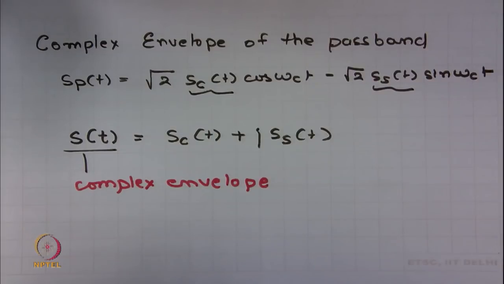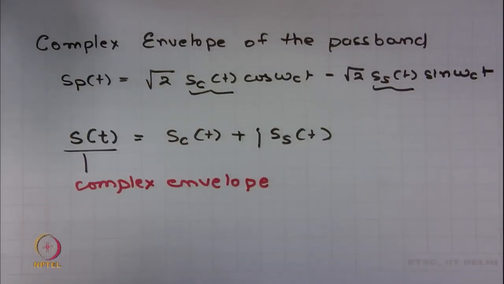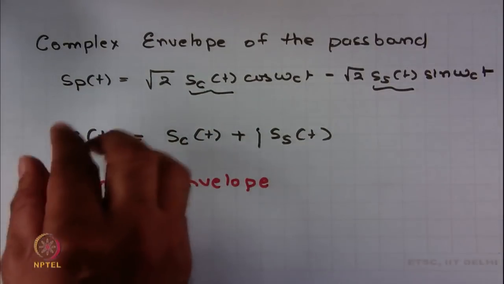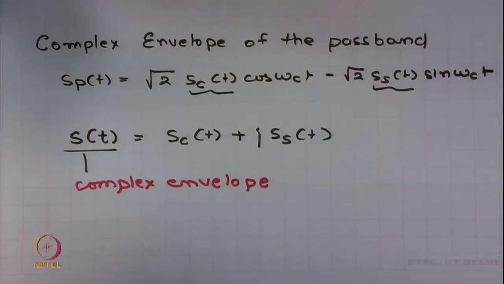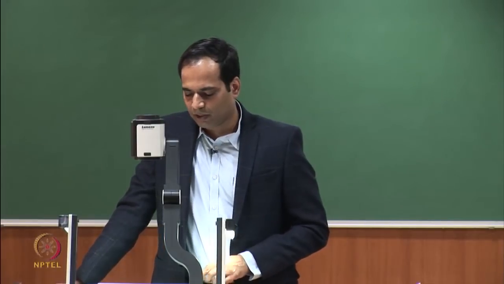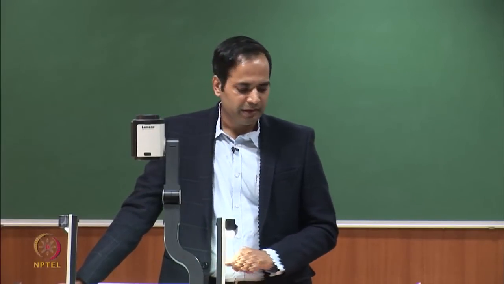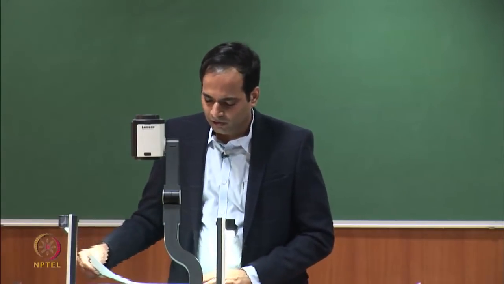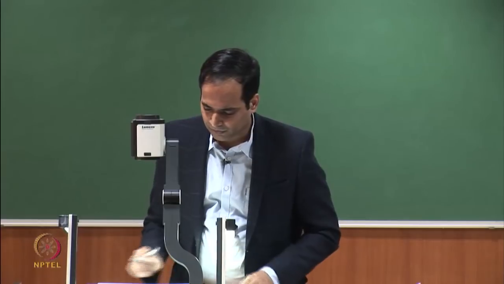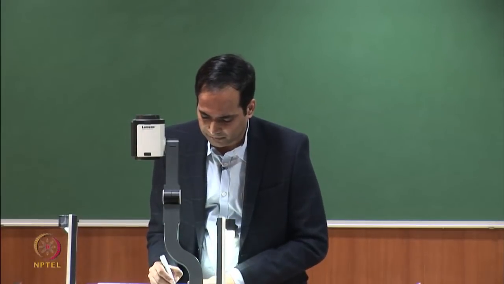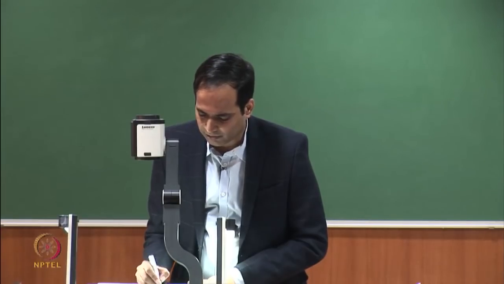As I have said before, because it is a complex signal, it is just for analytical ease. It does not exist physically, we are just using this notation so that some of the computation or analysis can be made simpler. So, this is how we define the complex envelope of the passband signal. Now, let us see how this complex envelope and a passband signal are related.